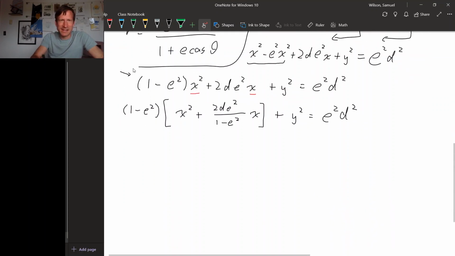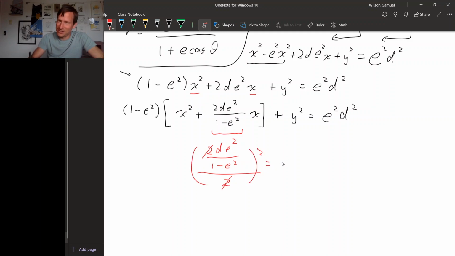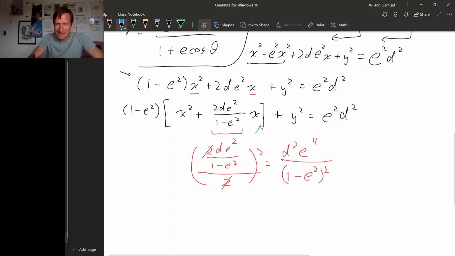All right, and then the completing the square trick is you take your linear coefficient, 2d e squared over 1 minus e squared. You divide that by 2, that's just going to cancel that 2, and then square that. So we get d squared e to the 4th over 1 minus e squared squared. So this is the missing part of the square, and we need to make this missing part of the square appear inside these brackets right there where I've marked in blue.